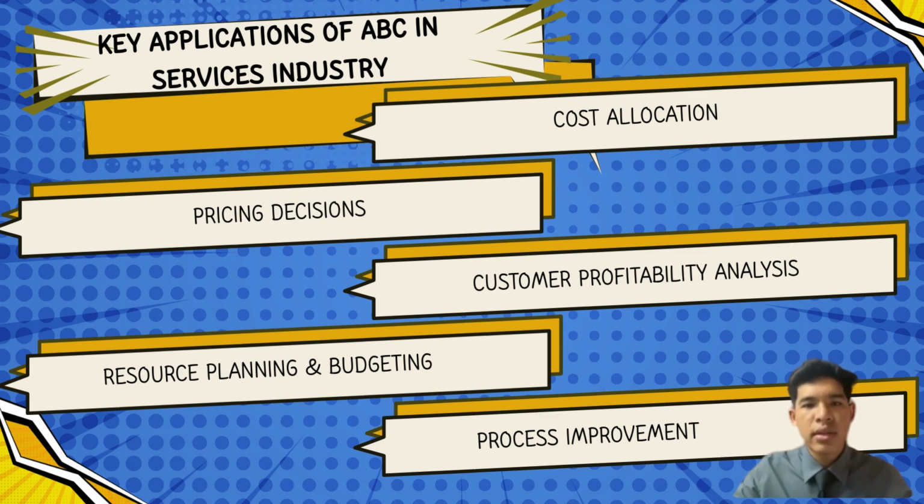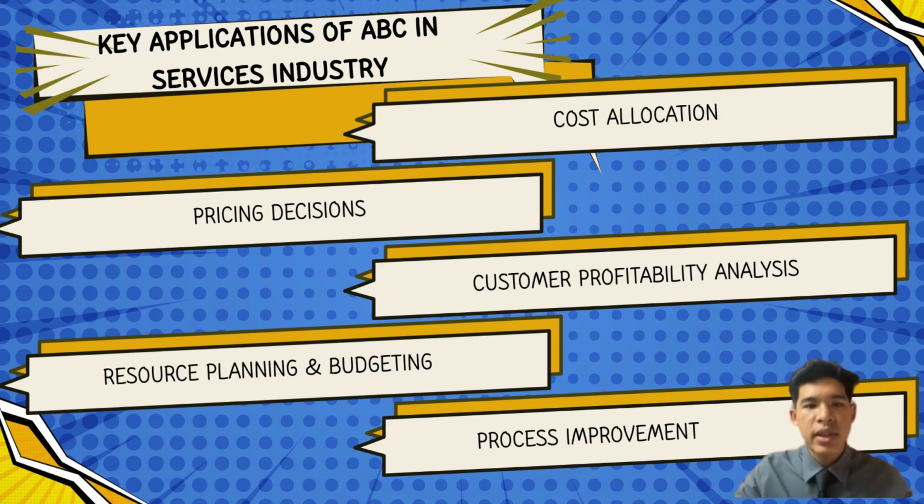Fourth is resource planning and budgeting. ABC also supports better planning and budgeting because it gives a clear breakdown of costs. Managers can plan staffing, budgets, and services more accurately. This helps match resources to demand, cut waste, and improve efficiency.